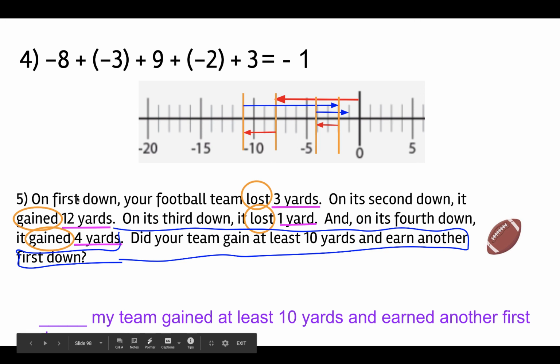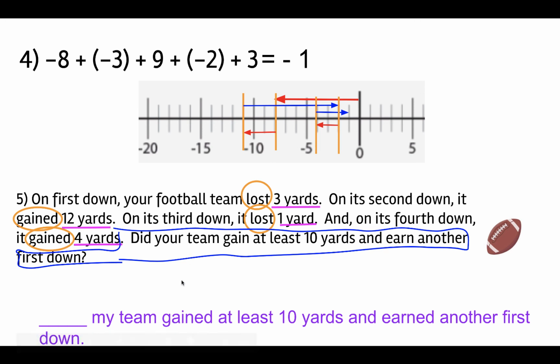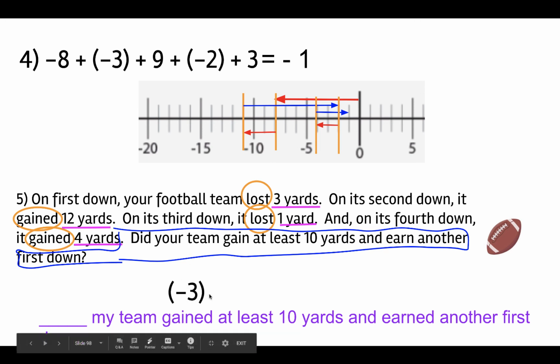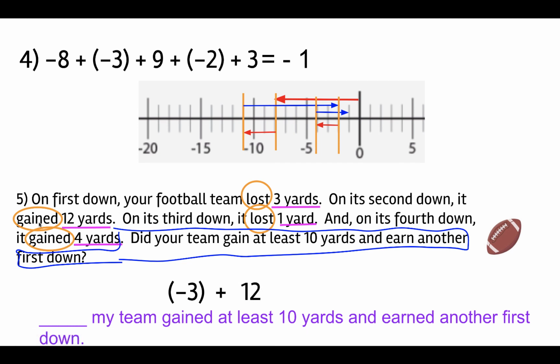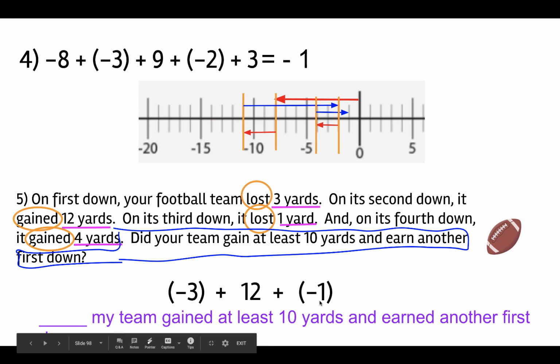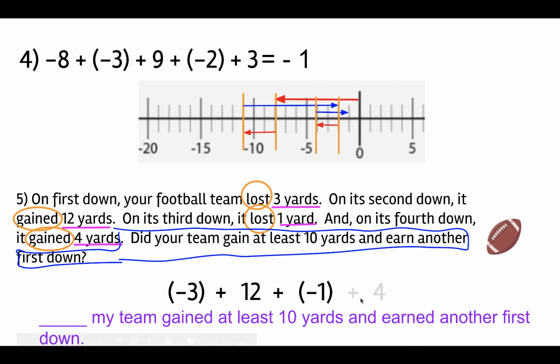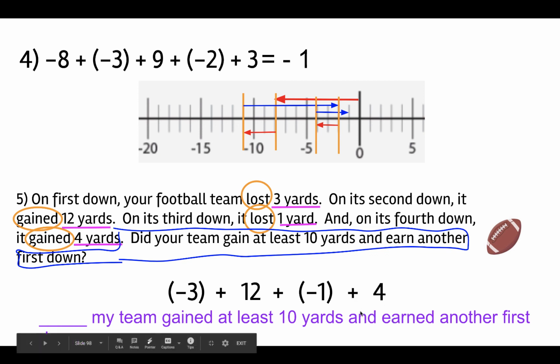So this first part, on the first down, your football team lost 3 yards. That's a -3. Plus, because I'm creating an addition problem, +12, because it gained. That's a +12. Plus, it lost 1 yard. What would that be? A -1. I lost a yard. And on its fourth down, it gained 4 yards. So plus a +4. What does that give me?